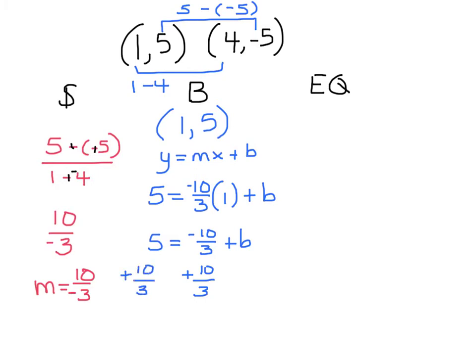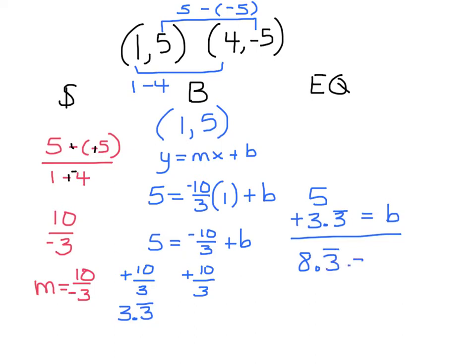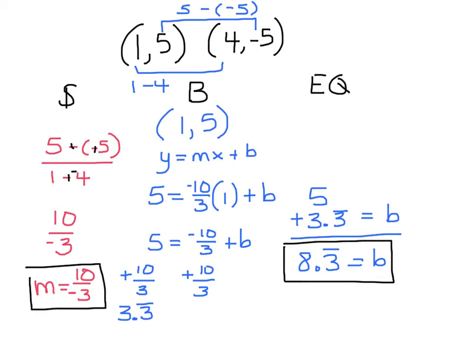And so I need to make that into a decimal. And it's 3.3 repeating. So that means I'm adding 5 plus the 3.3 repeating, and it should equal my b. So that's 8.3 repeating is the b. So now I have the slope and my b. So I'm going to write the final equation. y equals negative 10 thirds x plus 8.3 repeating.